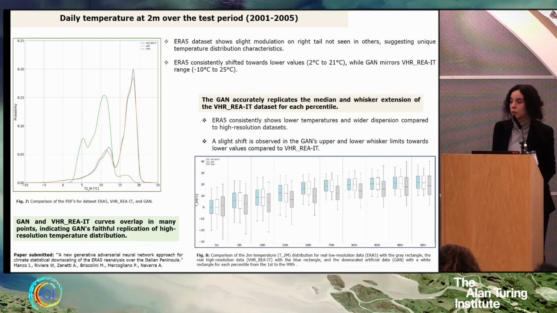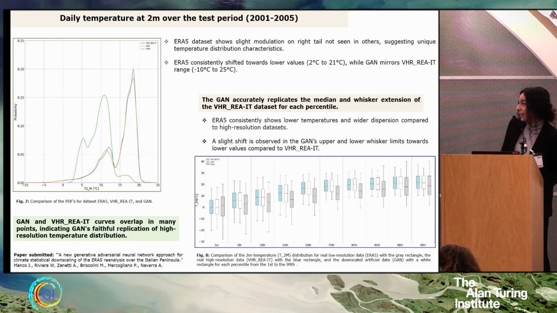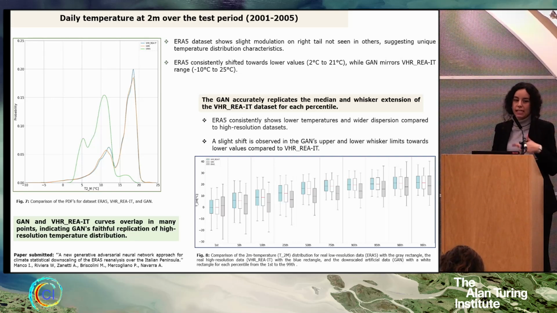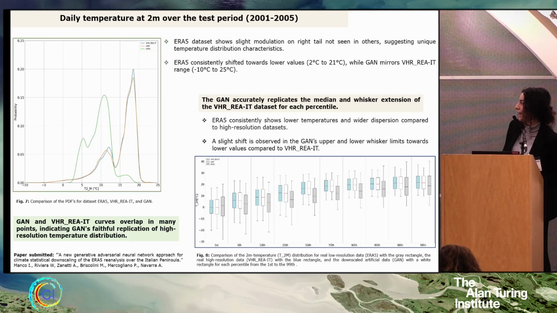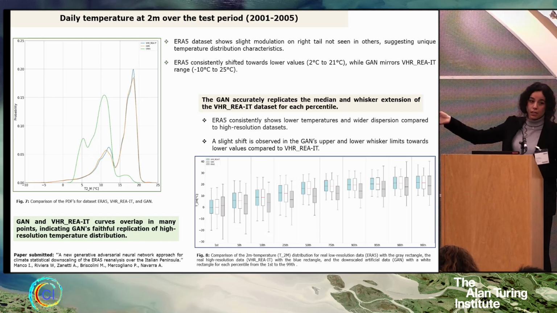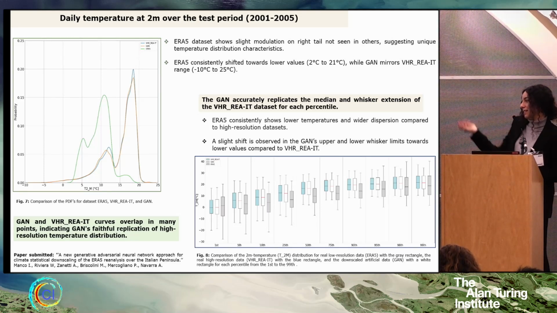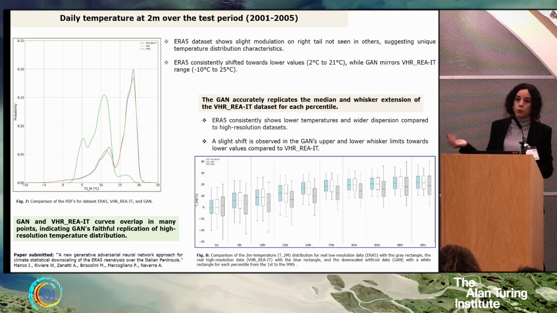Thank you for the question. Yes, in general, the GAN replicates median values and whiskers, but we have a slight shift in the GAN upper and lower whiskers with respect to VHR. About the box plot, in blue we have VHR, in white we have GAN, and in green we have ERA5. ERA5 is a lower resolution dataset, and it is evident how GAN is able to reproduce extreme values with respect to ERA5, the low-resolution dataset.